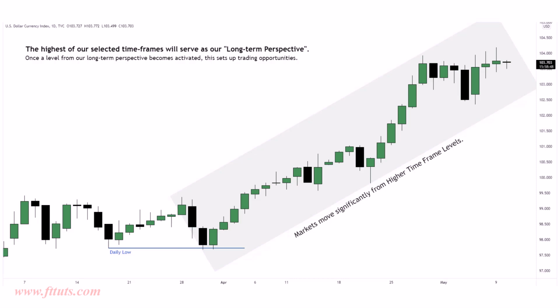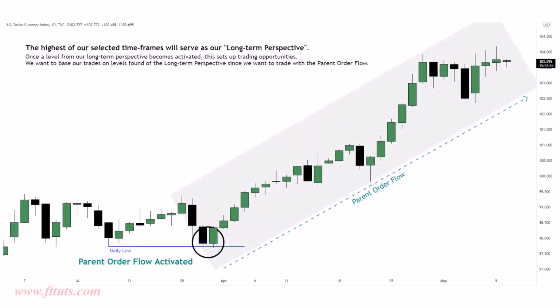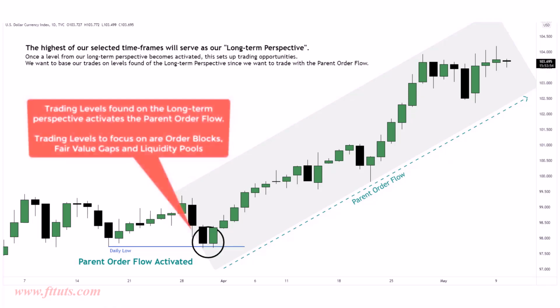This is because banks and financial institutions execute on the daily chart. They frame their setups on the monthly and the weekly, but they execute on the daily chart. So we can expect dynamic movement when price hits a level from the daily chart. We want to base our trades on levels found on the long-term perspective, since we want to trade with the parent order flow.